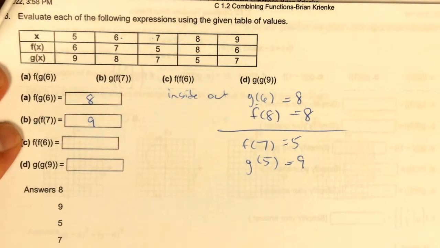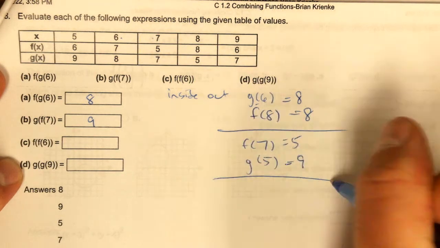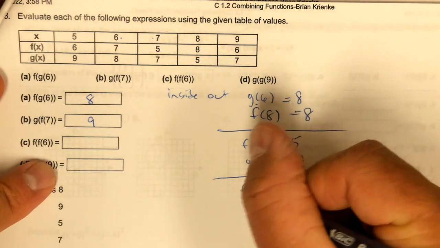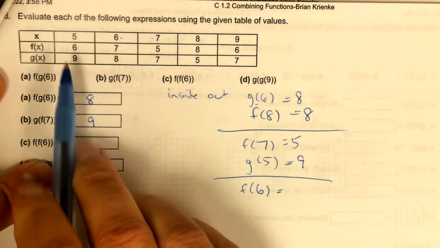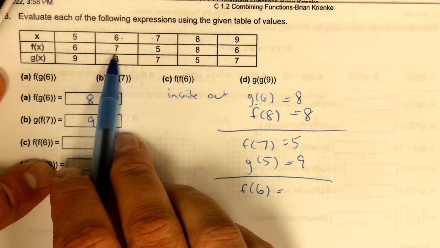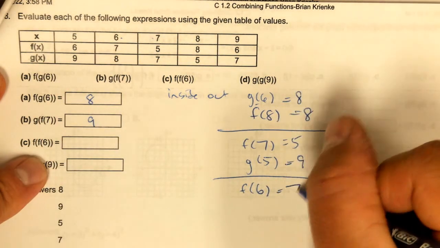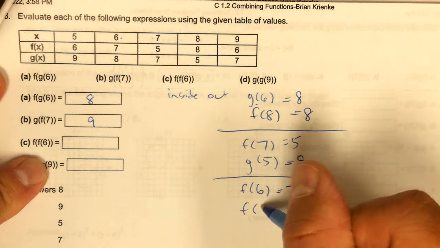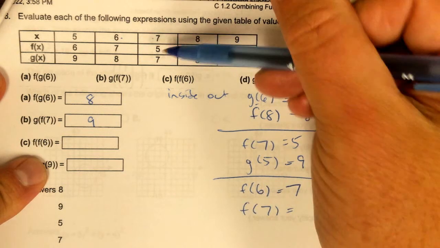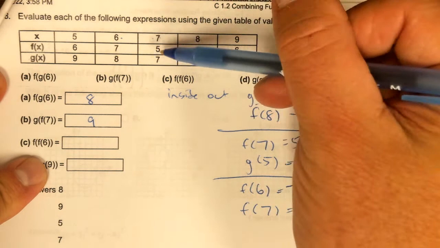Alright. Then on this one, you have to do f of 6. So you go to 6, go to f, you get 7. And then you have to do f of 7. So when you go to 7 and go to f, you get 5.